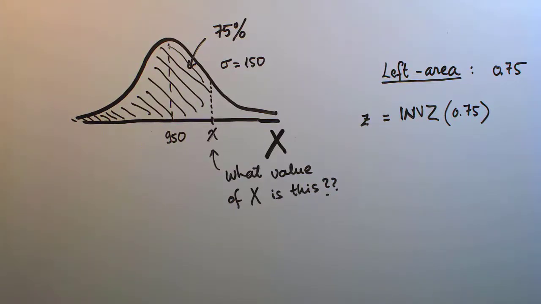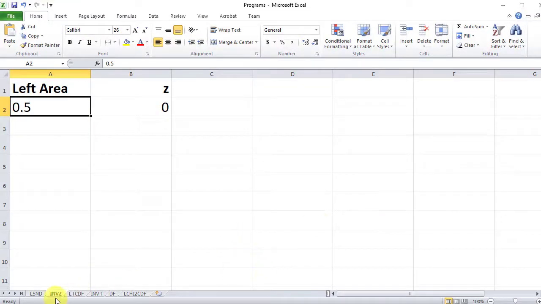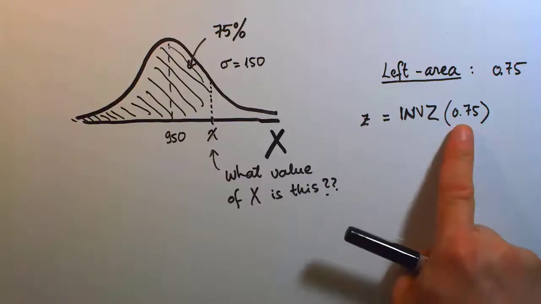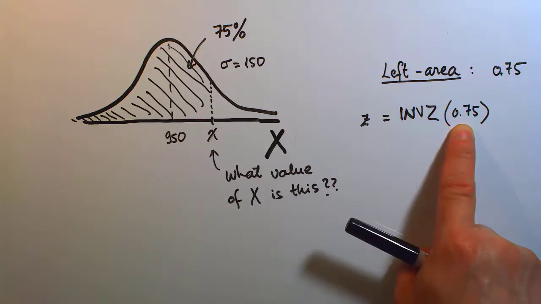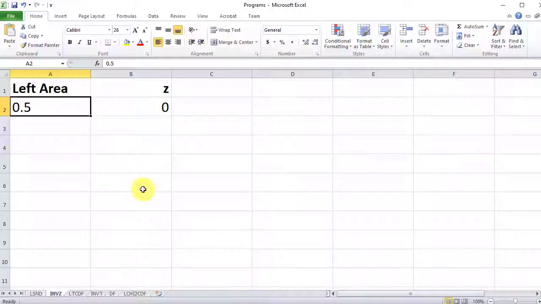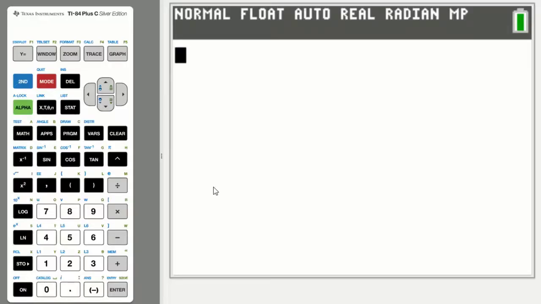So on my computer here with Microsoft Excel, I turn to the InvZ tab at the bottom here, and with the area specifically given at 0.75, now I am going to enter that in my left area box here. So 0.75.